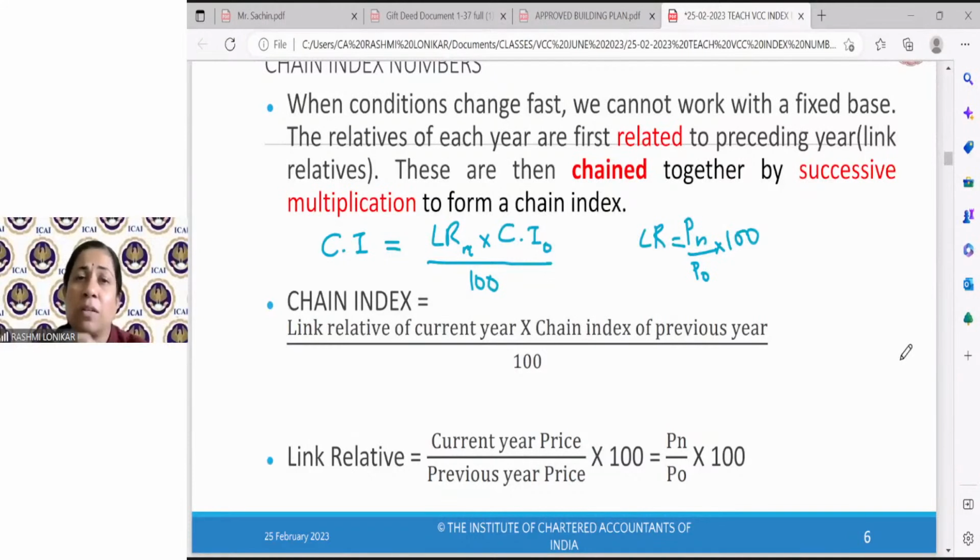Then we said that because conditions change very fast, values fluctuate very fast. So what we have done is try to link the relative of each year with the preceding year's link. So the chain index is equal to the link relative of the current year into the chain index of the previous year upon 100. I repeat, the chain index is equal to the link relative of the current year into the chain index of the previous year.